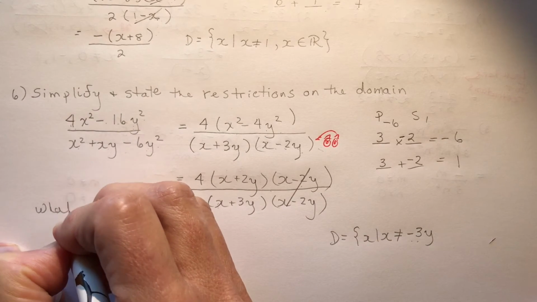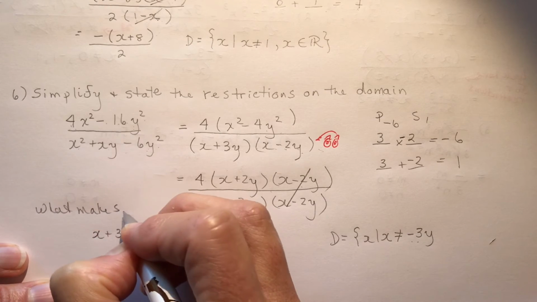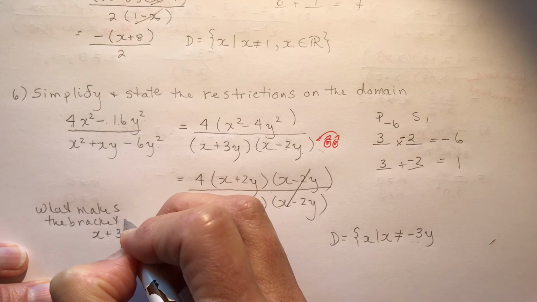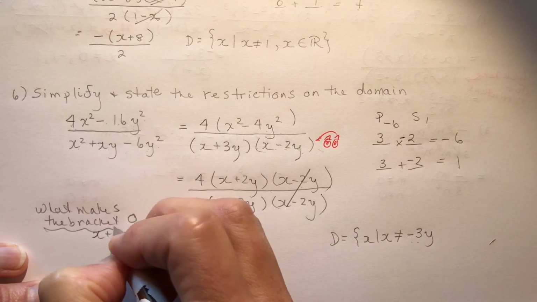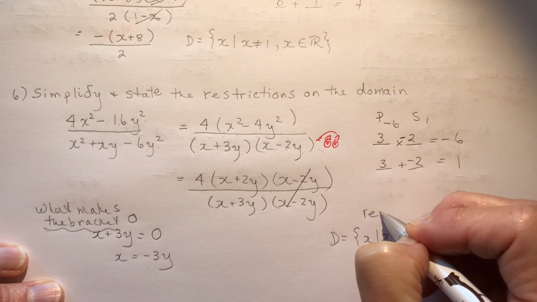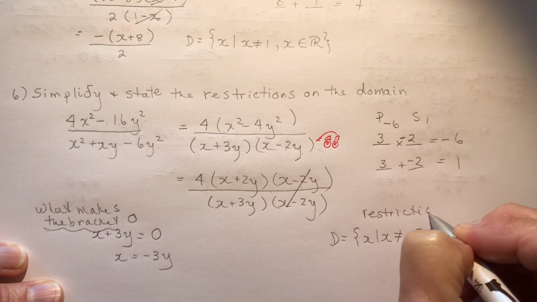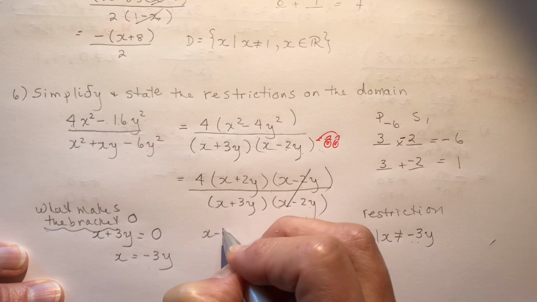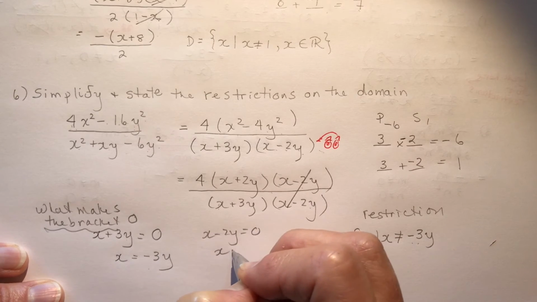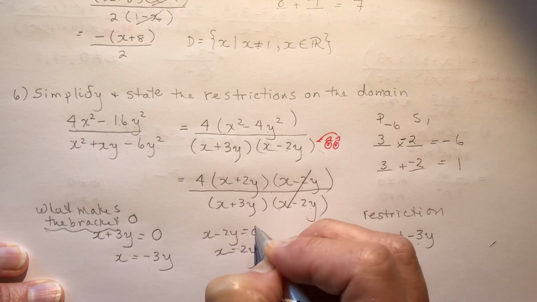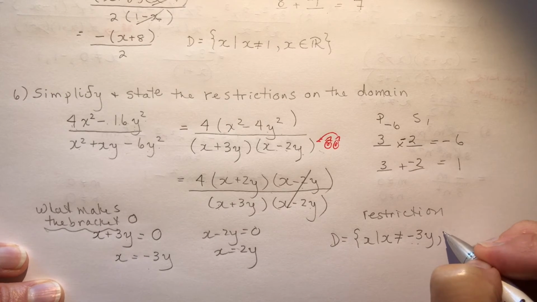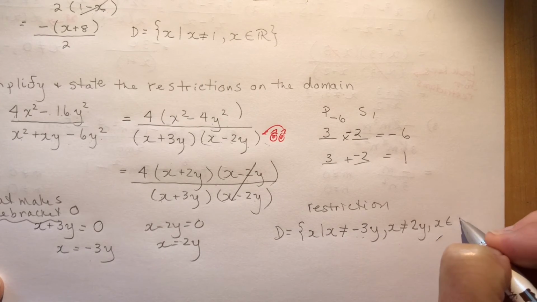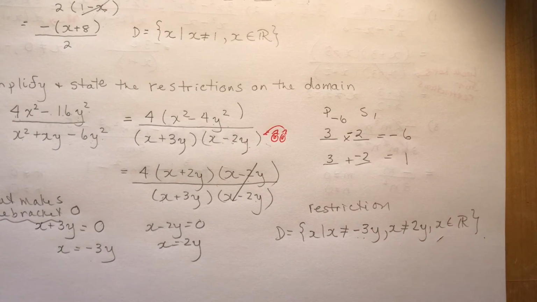So what makes the bracket 0 would happen when x was 3y, right? This is a restriction over here. Okay, so that's one of them. And I have x minus 2y. So I'll do the same thing here, just x minus 2y is equal to 0. If x was equal to 2y, that would be 0. So x cannot be equal to 2y. x is an element of real numbers. Done. Okay, there you go.